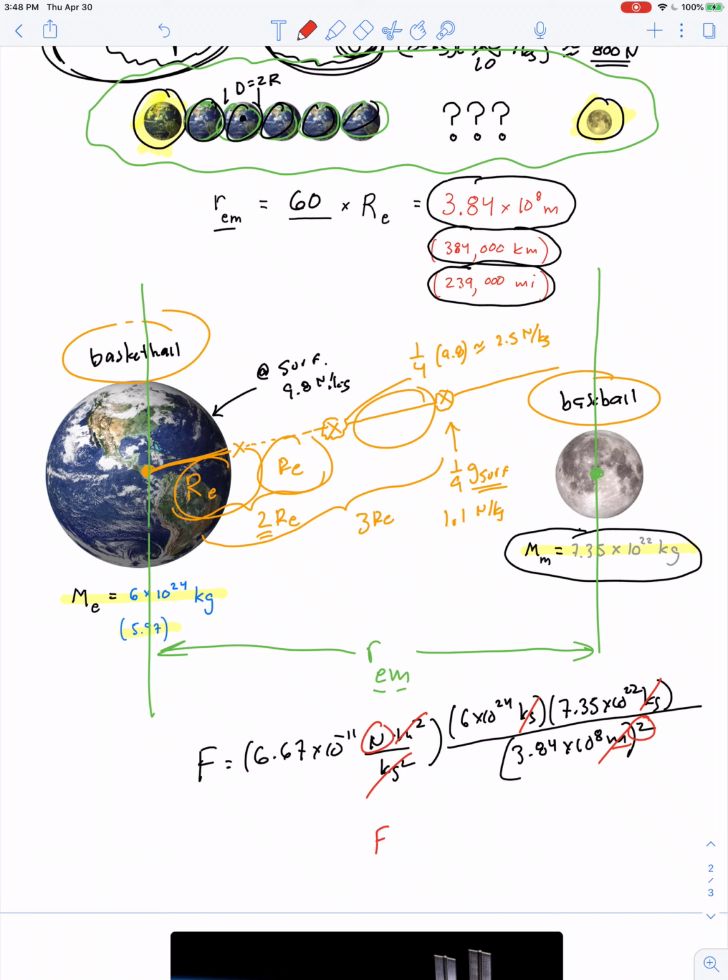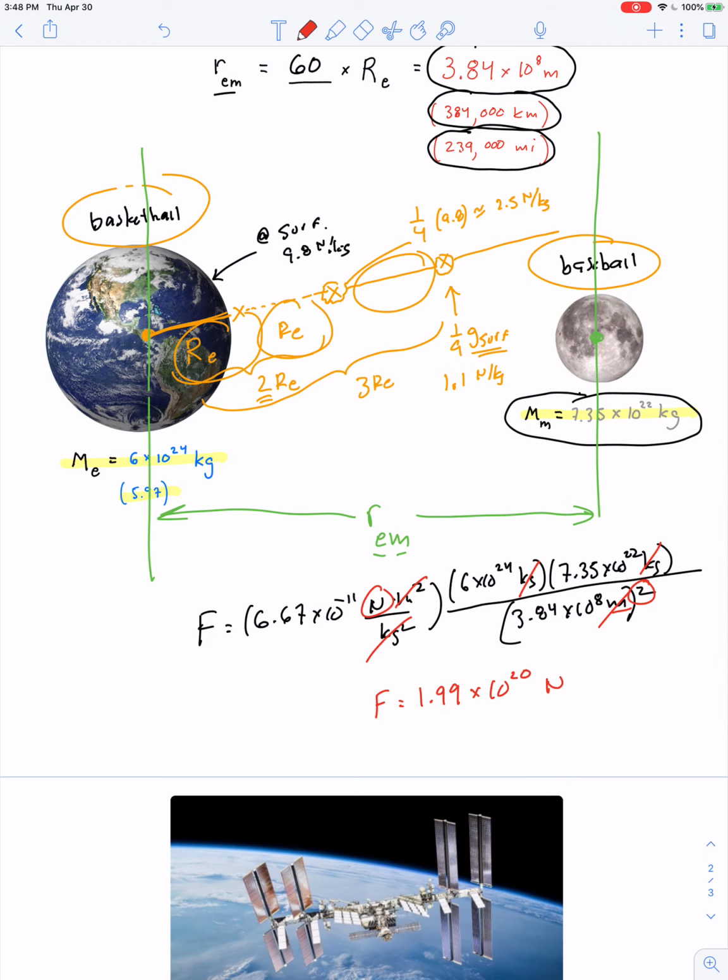So you get a force of 1.99 times 10 to the 20th newtons. That's a lot. Let's double check, see if I made any mistake. We could have made this a little easier.